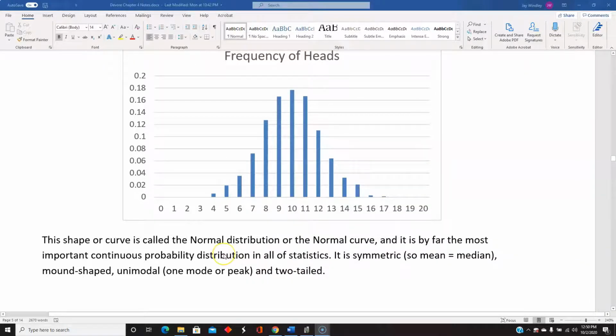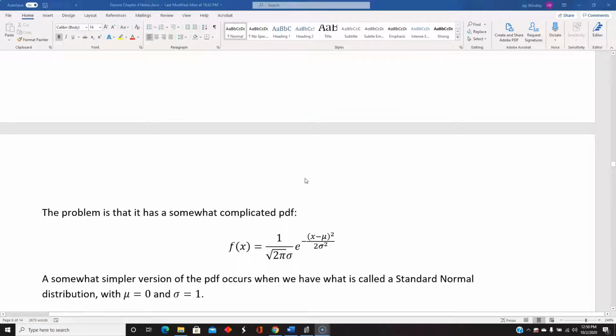So since the normal distribution is symmetric, the mean and the median are in the same place. And the shape is generally described as mound-shaped, unimodal, meaning one peak, and two-tailed. For the purposes of integration, it's got kind of a complicated PDF.